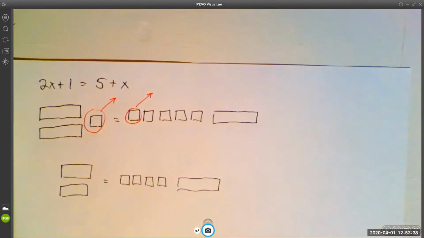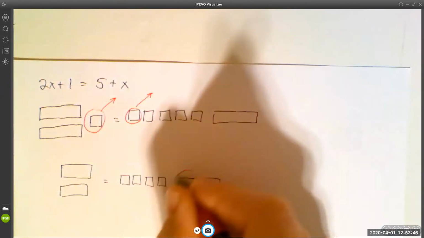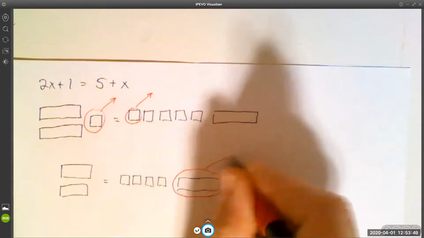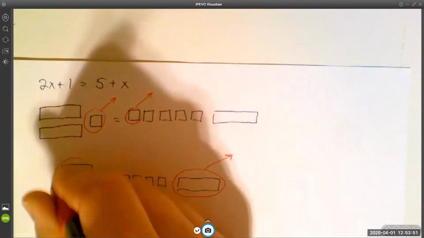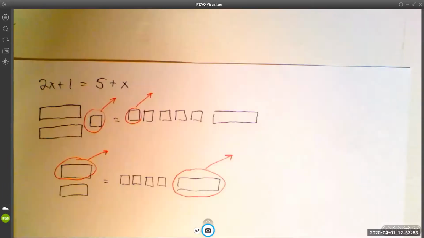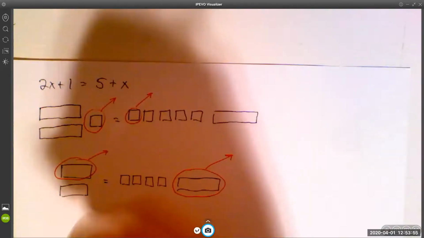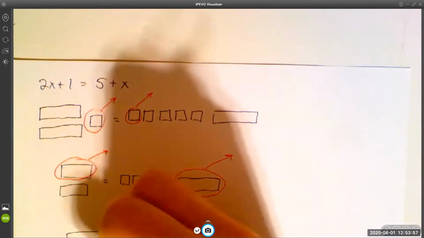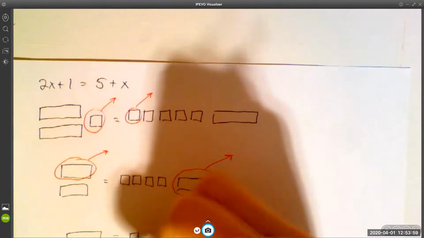So now my statement says 2x equals 4 plus x, right? Well, I can take away an x as well, right? So I can move this x and get rid of it. I can get rid of one of these guys. And now I've just got a statement that says x equals 4.